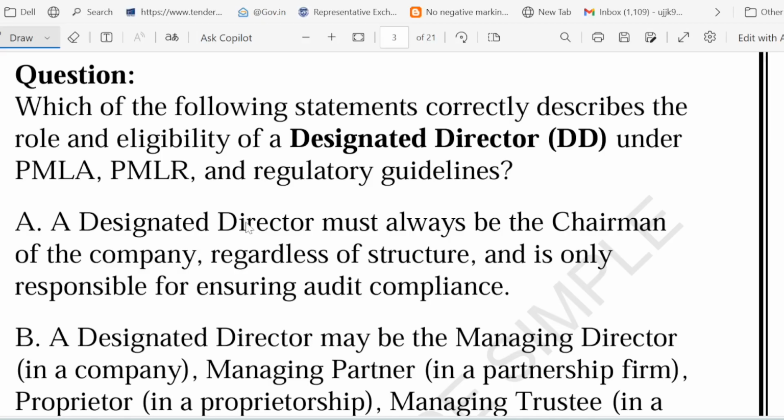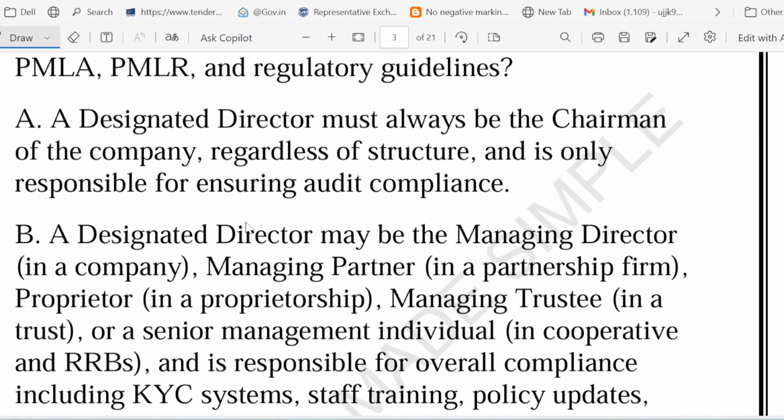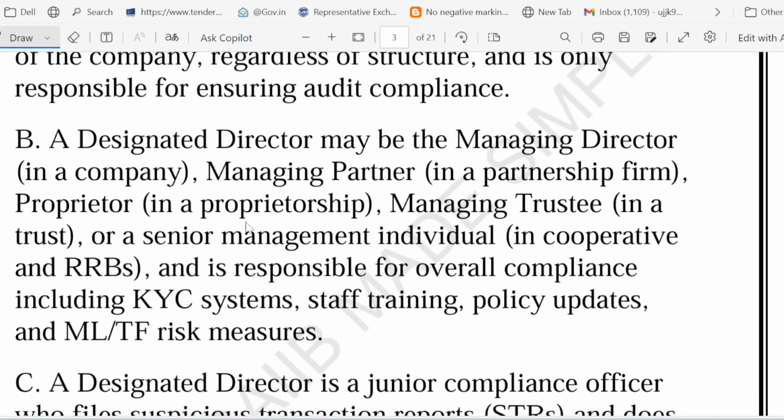Which of the following statements correctly describes the role and eligibility of a designated director under PMLA, PMLR and the regulatory guidelines? Option A, a designated director must always be the chairman of the company regardless of the structure and is only responsible for ensuring audit compliance. Option B, a designated director may be the MD, may be the MP, may be the managing trustee or a senior management individual and is responsible for overall compliance including the KYC system.